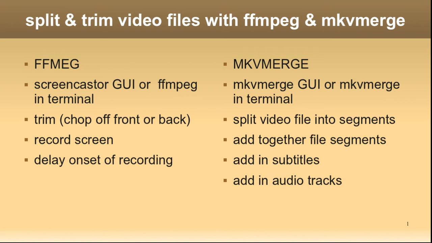file. With MKVMERGE, you can actually take an existing video file and split it in the middle, say, and make two files from it. Or three or four or as many as you want to. You can also use MKVMERGE to add together file segments and make one great big video out of several smaller ones. MKVMERGE also can be used to add subtitles and add audio tracks. It's very, very versatile and quite a complicated program.